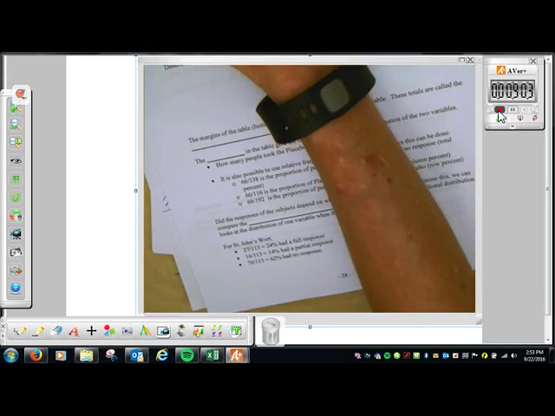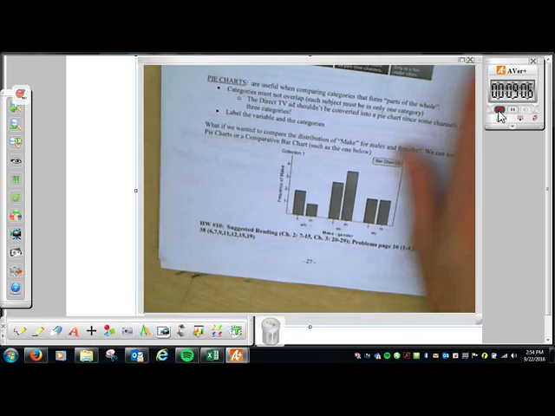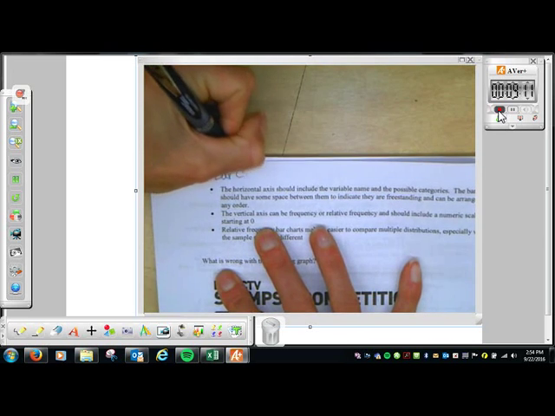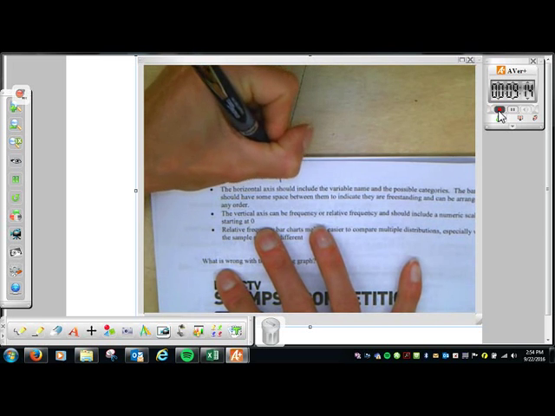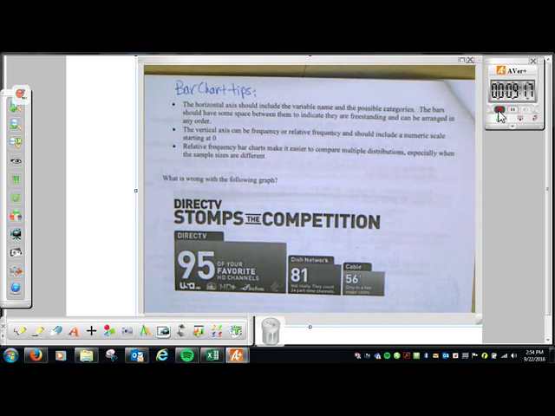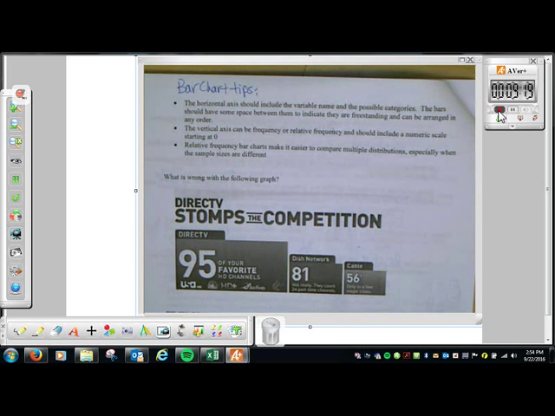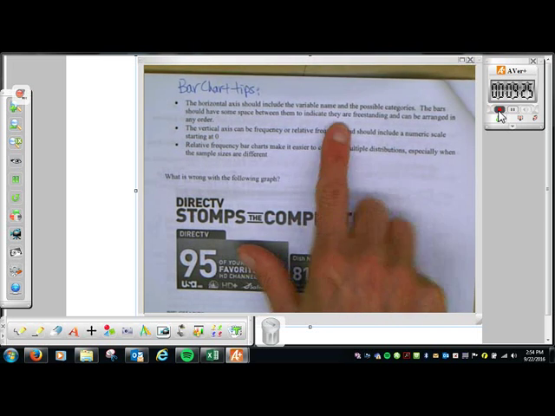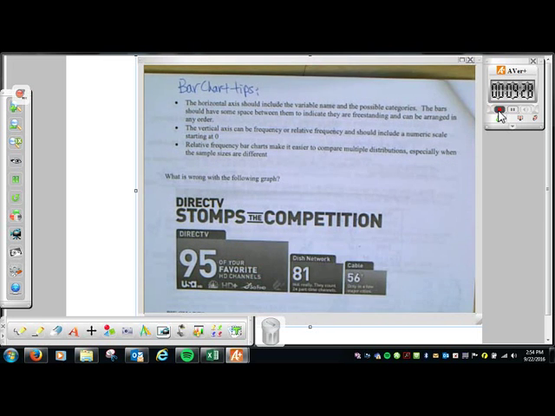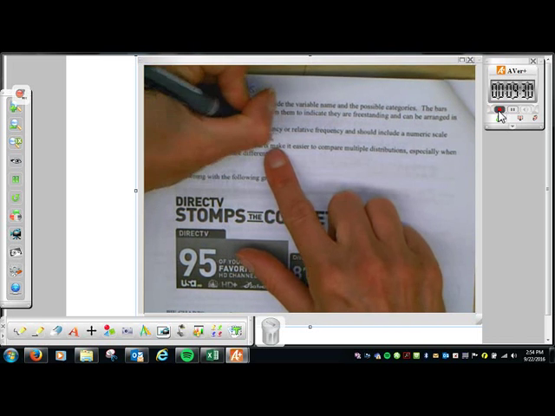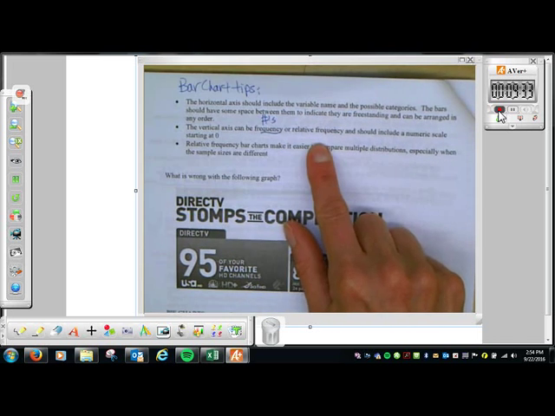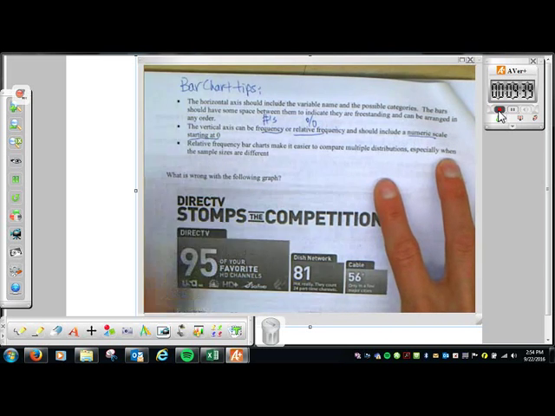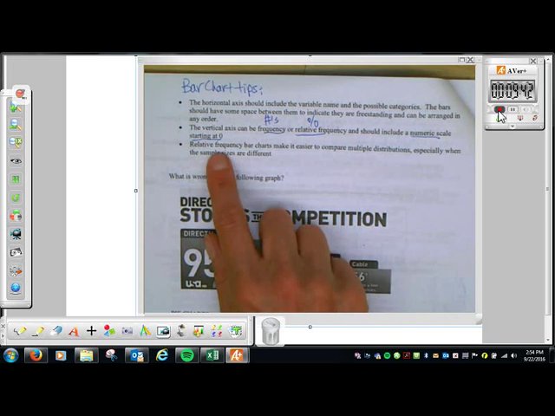All right, we're just about done here with the notes. We've got the top of the next page to go through. Now, when you're making bar charts, here are some bar chart tips. The horizontal axis should include the variable and the possible categories. The bars should have some space between them to indicate they are freestanding and can be arranged in any order. The vertical axis can be frequency, just numbers, or relative frequency, percent, and should include a numeric scale starting at 0.